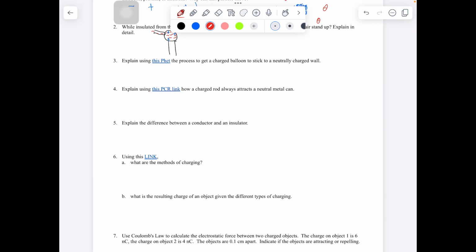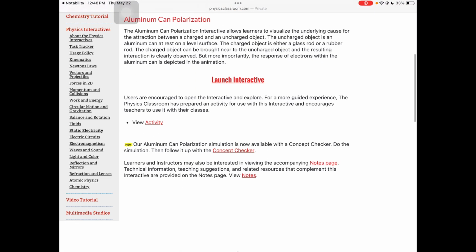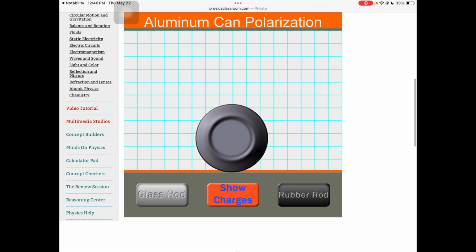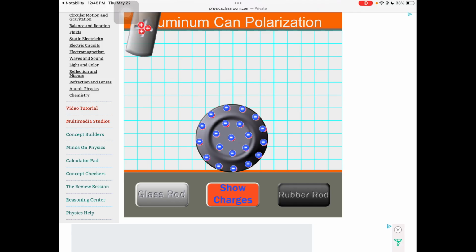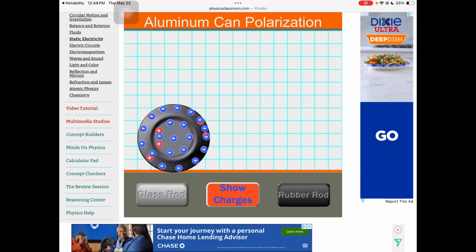Let's look at this Physics Classroom link to explain how a charged rod always attracts a neutral metal can. This is one that we use in class. And it's really going to be more polarization. Let's show our charges. If we bring in a glass rod, notice how everything's evenly distributed.